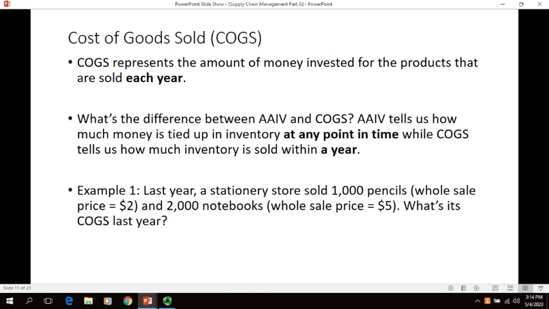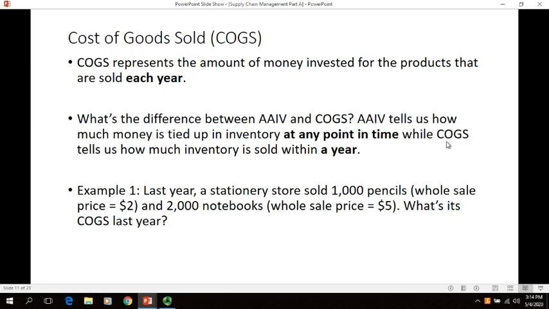The next one is the cost of goods sold. The cost of goods sold represents the amount of money invested for the products that are sold each year. So again, COGS, cost of goods sold, is also the value of inventory. But what's the difference between the cost of goods sold and AAIV? When we compute AAIV, we use the average inventory level. So it tells us how much money is tied up in inventory at any point in time.